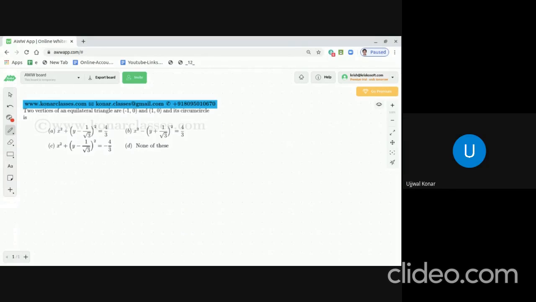The question here is that two vertices of an equilateral triangle are -1, 0 and 1, 0, and we need to find the equation of its circumcircle. So how to proceed with this kind of question? Dear students, if we give a visual representation of the corresponding diagram, it will be something like this. The equilateral triangle will look like this, correct?